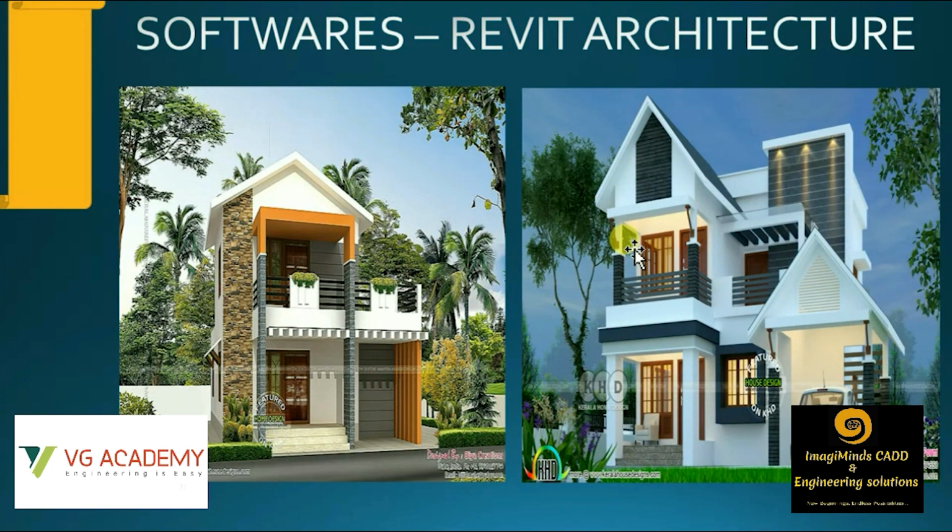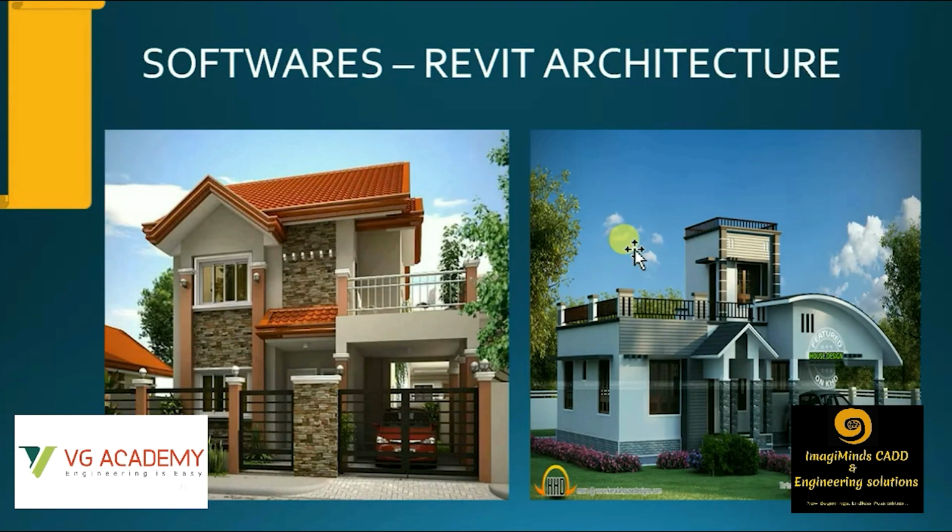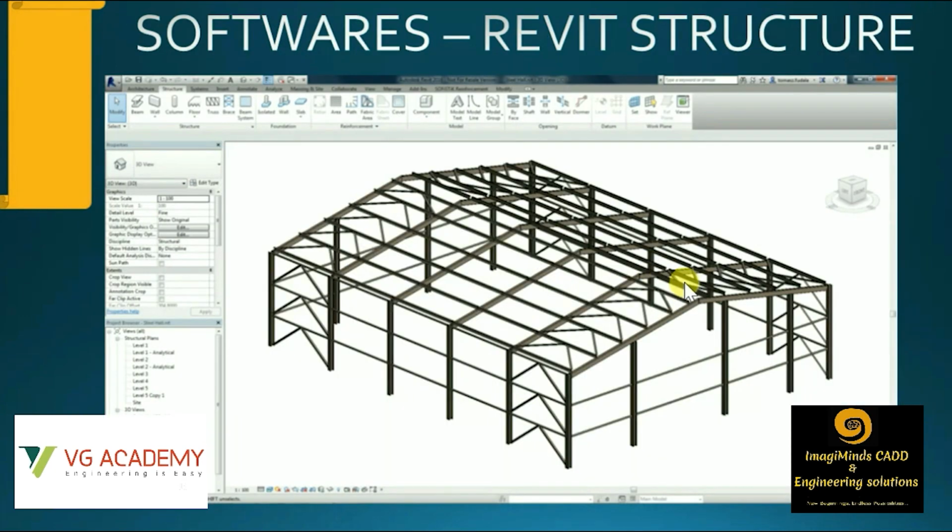Then we have the Revit Architecture software. With the help of Revit Architecture, we are very easily able to draw the plan, elevation, section and 3D modeling. So these are a few examples of what Revit Architecture software is for. Then we use Revit Structure or Tekla for this type of structural detailing or structural modeling.